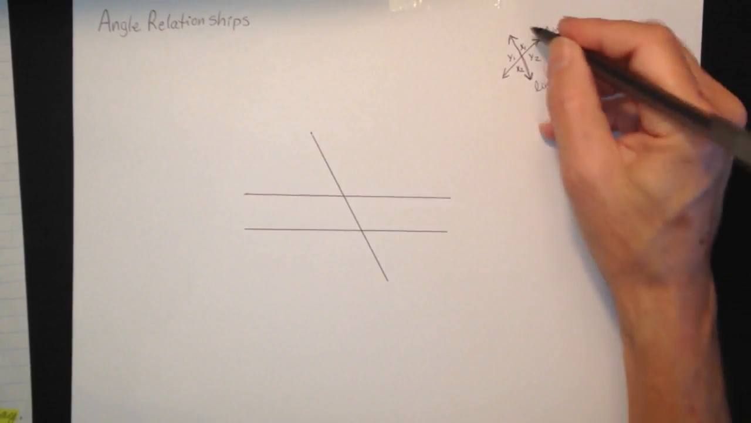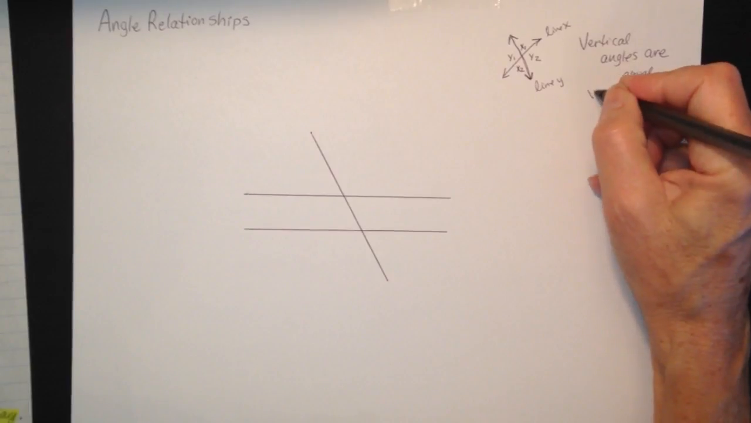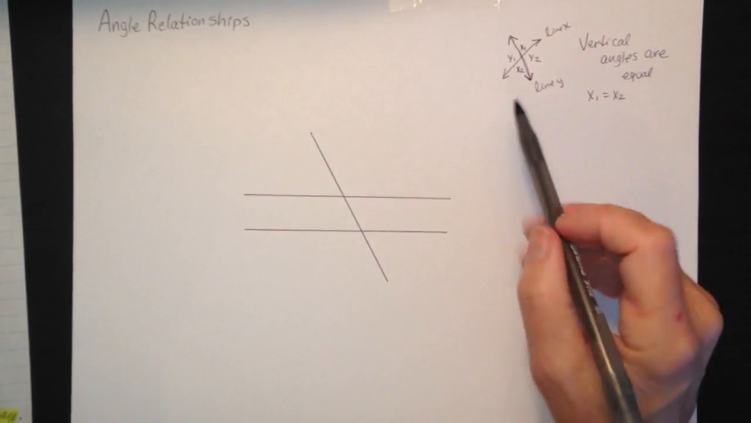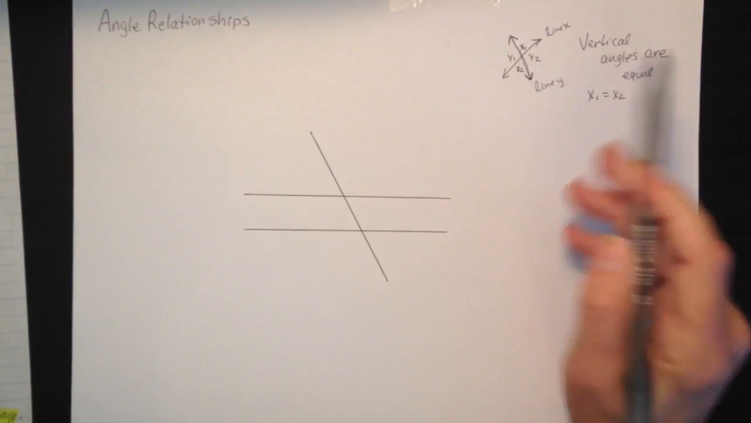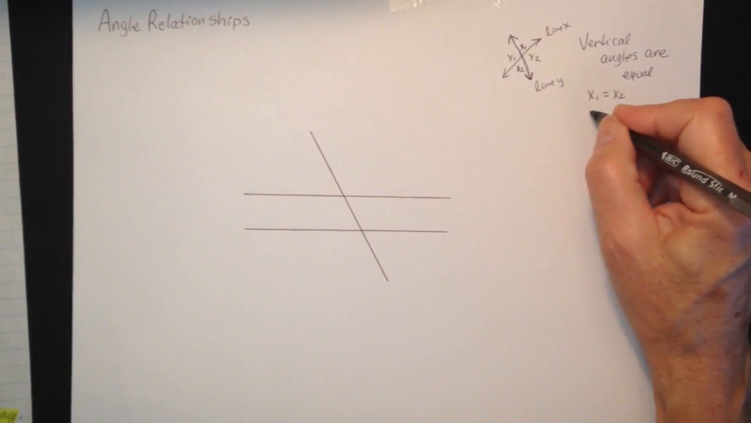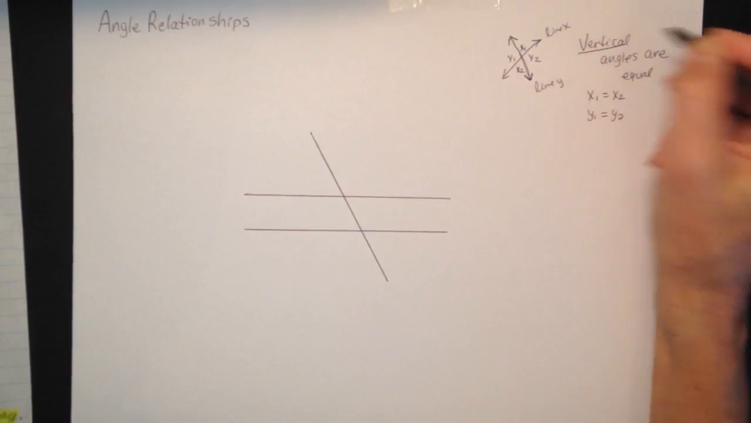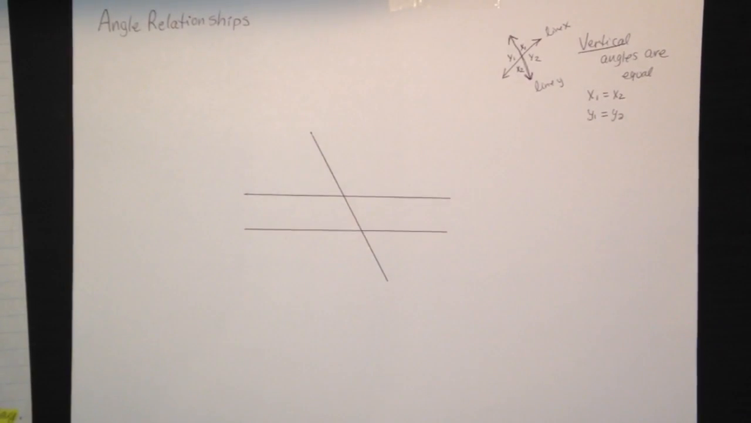So we see here that x1 and x2 are across from each other, so x1 is equal to x2. And we see here that y1 and y2 are across from each other, so we can say that y1 is equal to y2 because vertical angles are equal to each other.